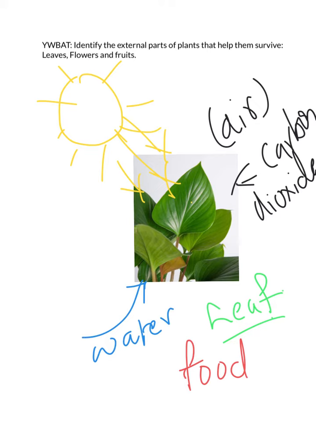This is how the leaves help the plant. So leaves help plants to make food. They absorb the sunlight, air and water to make food.